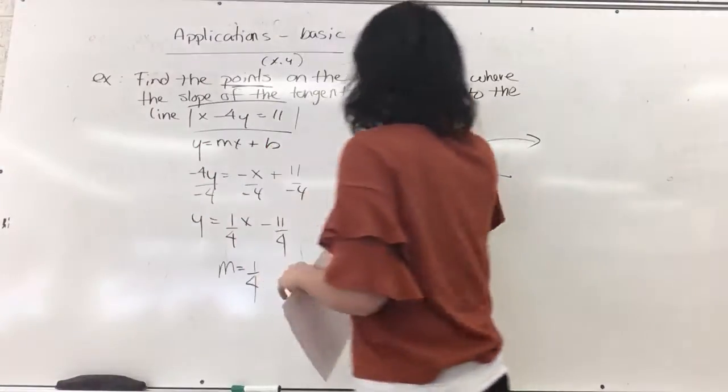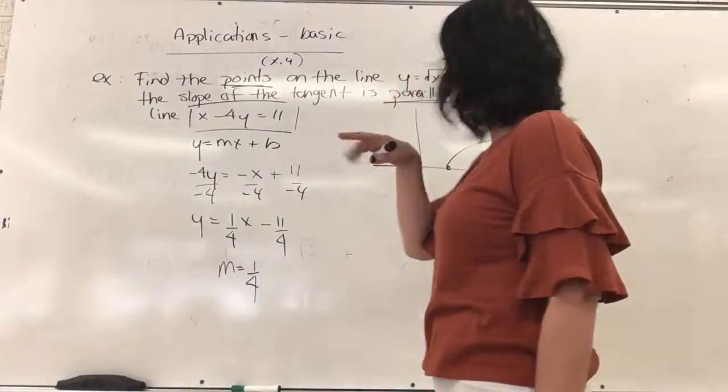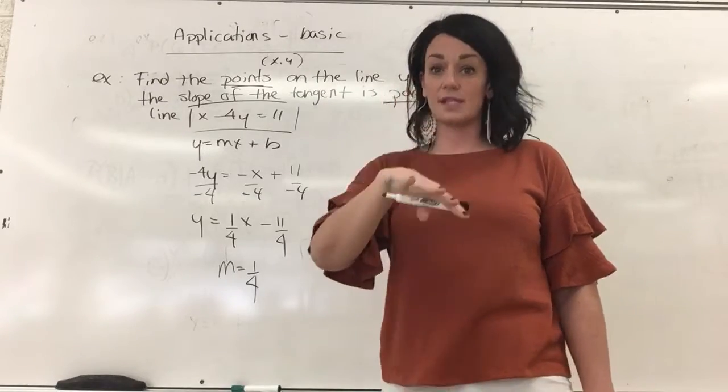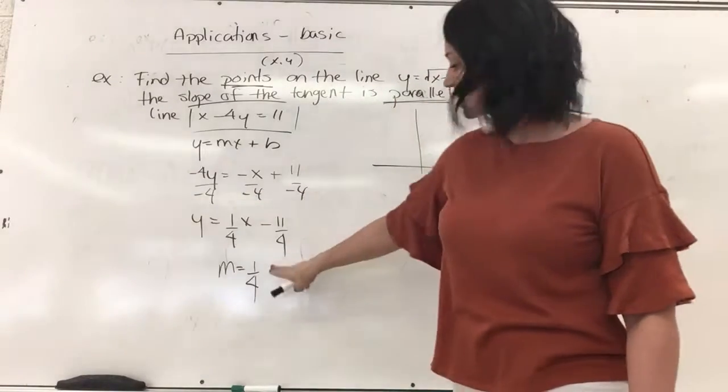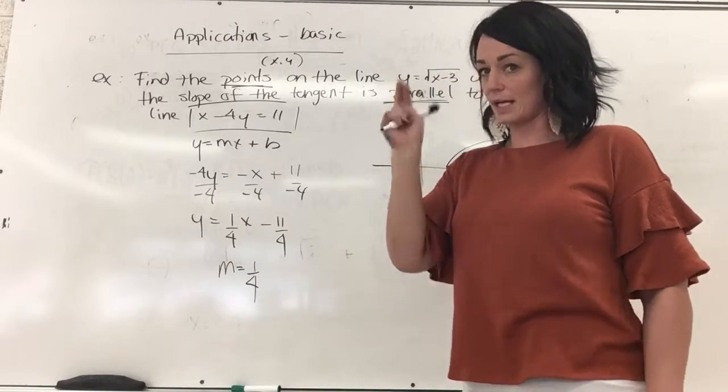That's because two parallel lines have the same slope. If the question said perpendicular, I'm looking for the slopes to be negative reciprocal. So let's say the question said perpendicular and I got a slope of a quarter. The negative reciprocal of that is minus 4.